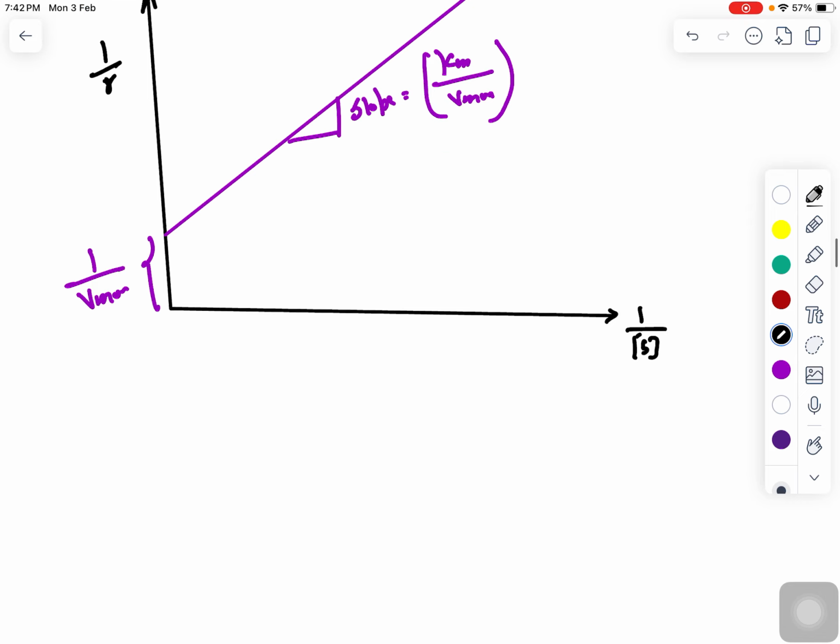Is that clear? And this equation is called the Lineweaver-Burk plot, right? So based on this equation you can get all of this unknown data in the problem if a graphical question has been asked.